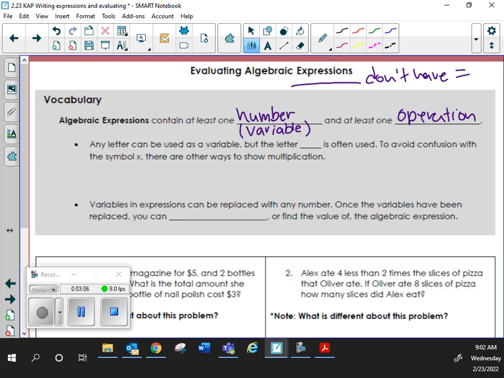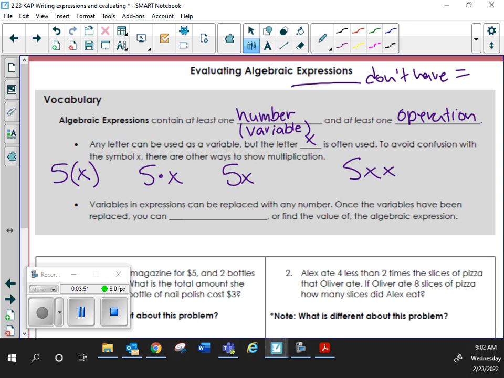Any letter can be used as a variable, but the letter x is often used. X is often used to avoid confusion with the symbol ×. And what do we sometimes confuse x with? Multiplication. We've talked about the other ways to write multiplication. So what are some of those ways that we can write it, Carolyn? In parentheses, so I can put 5 times x. Another way, with a dot, 5 times x. I could put them just right next to each other without anything there. Yes? Again, we don't use the normal way because that would be confusing. If we did the 5 times x, you don't know which one's a variable and which one's a times sign.